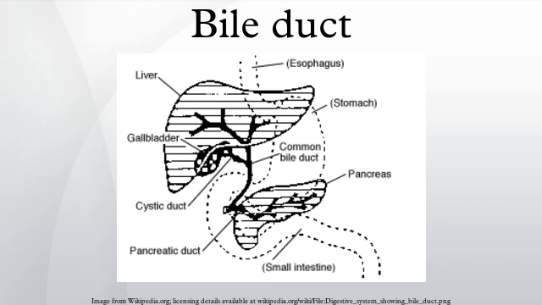The drain can be placed percutaneously through the liver, with the procedure then being called percutaneous transhepatic biliary drainage. This can additionally be performed as part of a percutaneous transhepatic cholangiography, then a form of interventional radiology.